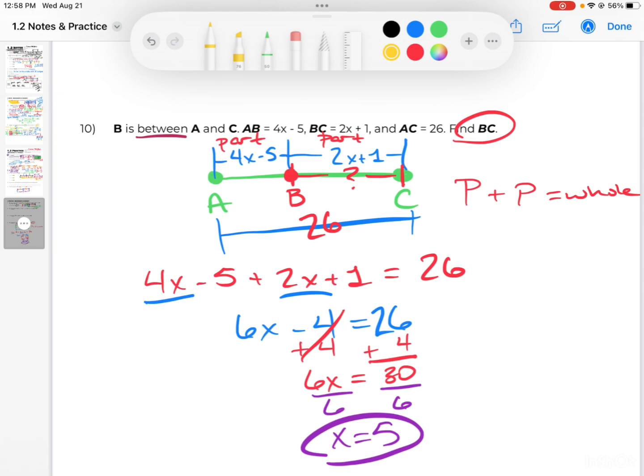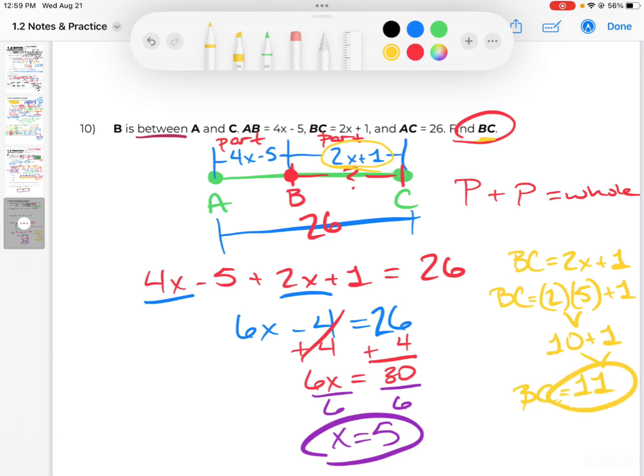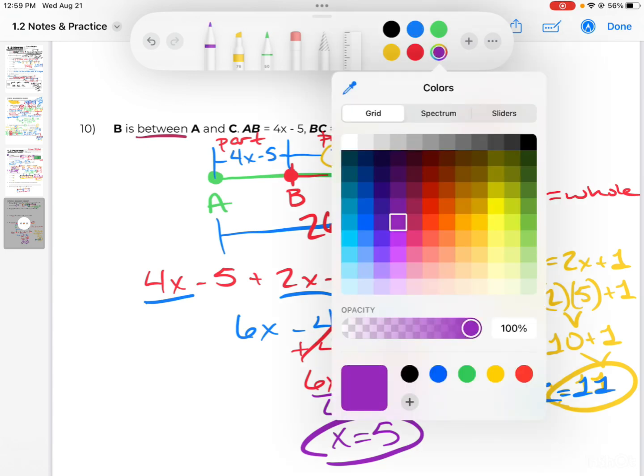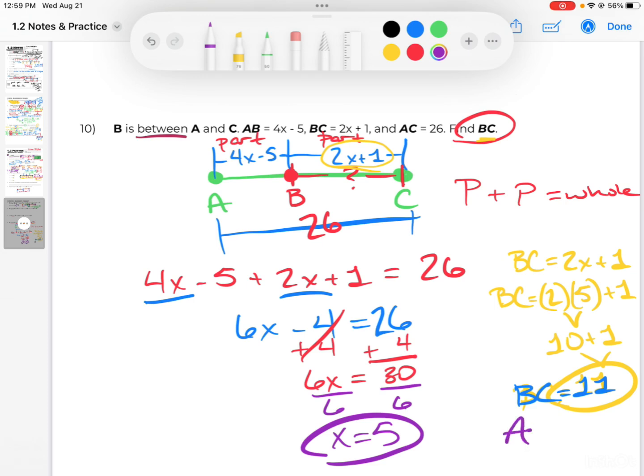I must know it, but it's not what the problem's asking me for. It's asking me to find BC. I know from here that BC equals 2x plus 1. I now know that x is 5. And so 2 times 5 is 10, plus 1 equals 11. BC equals 11.